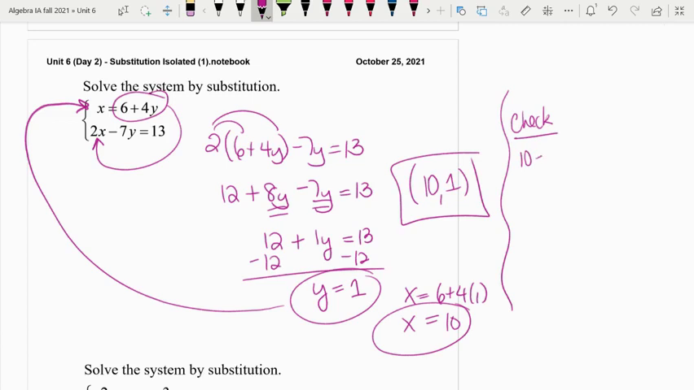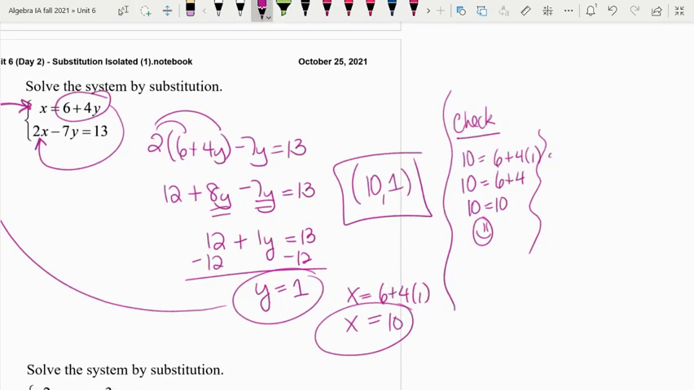So does 10 equal 6 plus 4 times 1? So 10 equals 6 plus 4. 10 equals 10, yep. And the other equation is twice x, or 2 times 10, minus 7 times 1. Does that equal 13? 20 minus 7 equals 13. Yes. So this answer is okay.